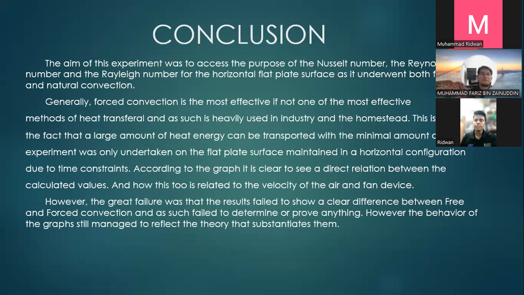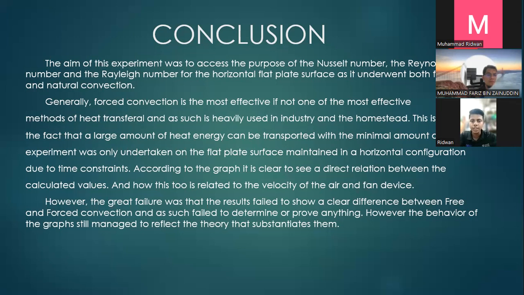Conclusion. The aim of the experiment was to assess the purpose of the Nusselt number, the Reynolds number, and the Rayleigh number for the horizontal flat plate surface that undergoes both forced and natural convection. Generally, forced convection is the most effective, if not one of the most effective, methods of heat transfer, and as such is heavily used in industry and the home. This is due to the fact that a large amount of heat energy can be transported with minimal loss. This experiment was only undertaken with the flat plate surface maintained in a horizontal configuration due to time constraint.